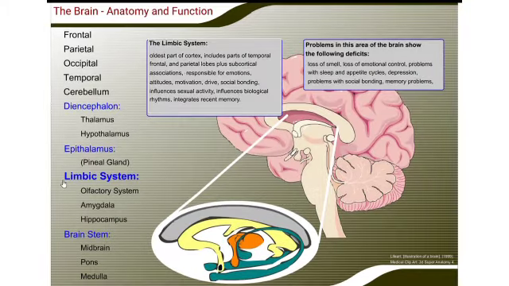The limbic system is the oldest part of the cortex and includes parts of temporal, frontal, and parietal lobes, plus subcortical associations. It is responsible for emotions, attitudes, motivation, drive, social bonding. It influences sexual activity, influences biological rhythms, and integrates recent memory. Problems in this area of the brain show the following deficits: a loss of smell, loss of emotional control, problems with sleep and appetite cycles, depression, problems with social bonding, and memory problems.